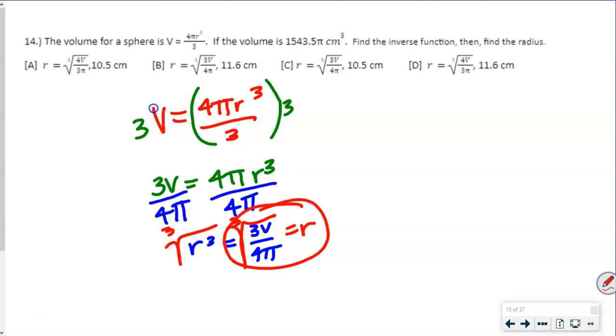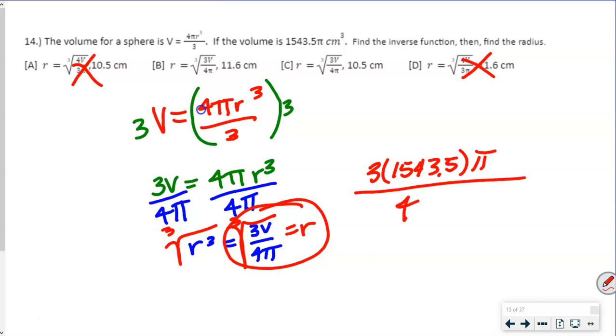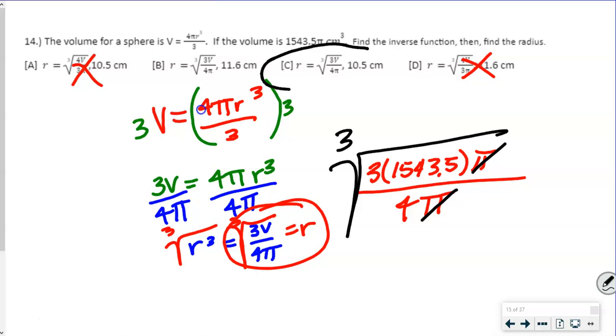So that's going to be equal to r. That's our equation. So let's see if we can find that equation. 3V over 4 pi. So it's not this one. It's not this one. So now that means we've got to plug in our volume. Okay, so we're going to do 3 times 1543.5 pi divided by 4 pi. Well, hopefully you can see pretty quick that these two pi cancel each other out. So we're just going to do 3 times that, and then we're going to take the cube root of whatever we get there, okay? And when I did that, I got 10.5 as my answer.